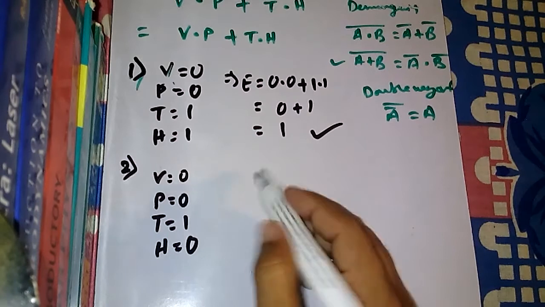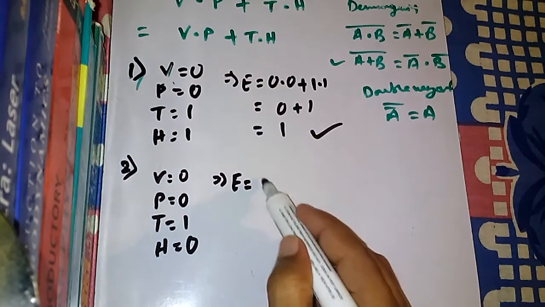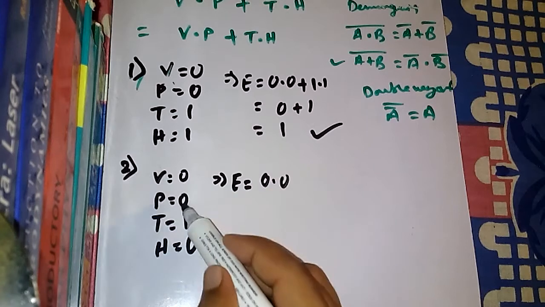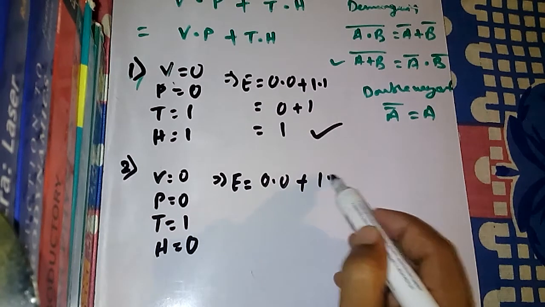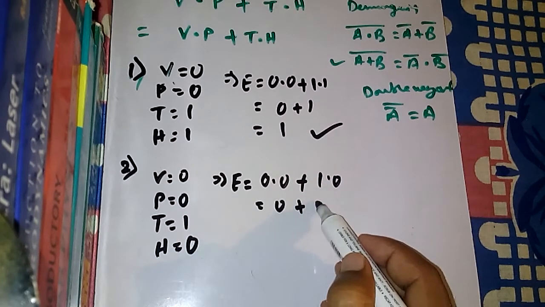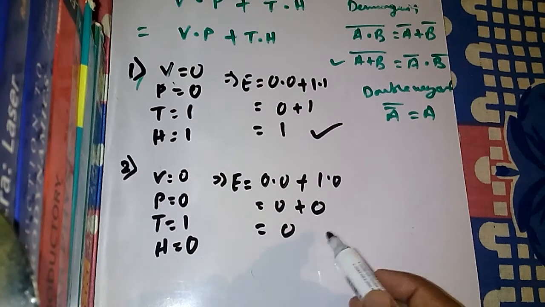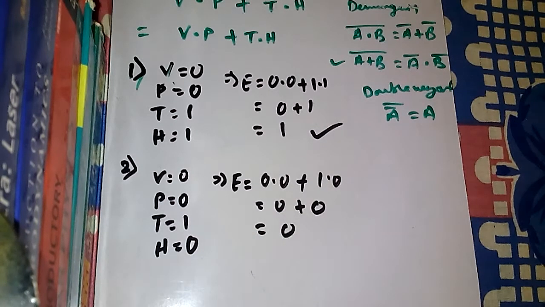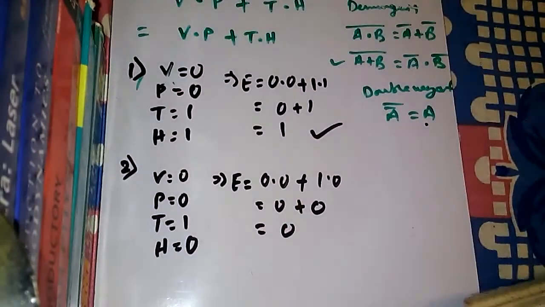Now using this set of conditions, if we write down E again, then V dot P, that means 0 dot 0, plus T dot H, 1 dot 0. We have 0 plus 1 dot 0. By Boolean algebra we know 0 plus 0 is 0. So E is 0, that means the light is off.